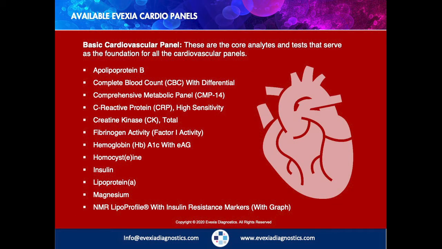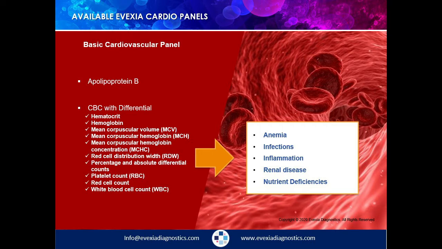So the Evexia Basic Core Panel contains the core tests that are components of all of the cardiovascular panels, and you see them outlined on the slide. There's apolipoprotein B, the CBC with differential, comprehensive metabolic panel, high sensitivity C-reactive protein, creatine kinase, fibrinogen activity, hemoglobin A1C with the average hemoglobin, homocysteine, insulin, lipoprotein A, magnesium, and the NMR LipoProfile with insulin resistance markers. And I'll be going over each one of these. So first is the apolipoprotein B.